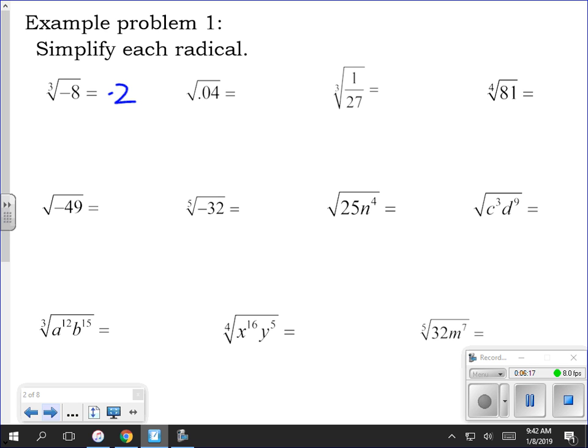Obviously, you can use your calculators when you're doing this, but there also are some numbers you should know and understand and be able to do without your calculator. The more you can do without your calculator, the better off you're going to be.